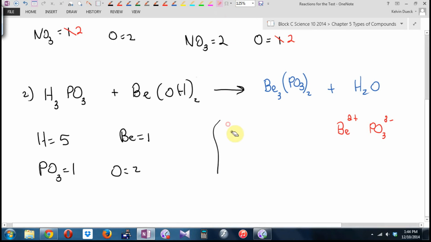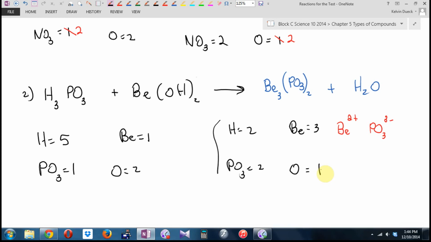Go in the same order, Mr. Dueck, and be consistent. How many H's are there here? 2. How many PO3s are there? 2. How many Be's are there? 3. How many O's are there? 1. Okay. Don't do the H's or the O's. Save those for last. Oh, beryllium.